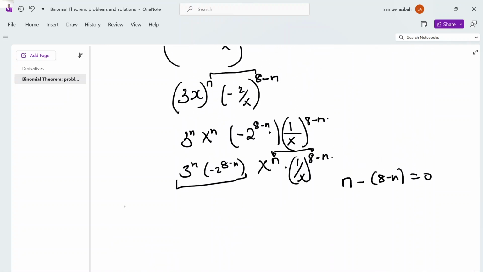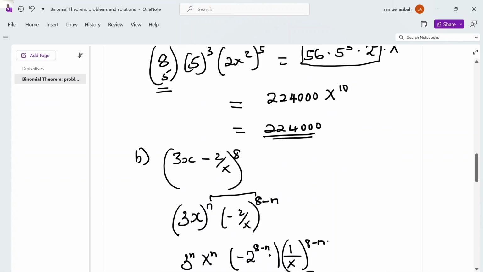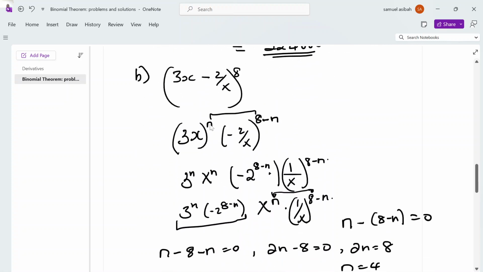So for us to get n, you open the bracket: n minus 8 minus n is equal to 0, which means 2n minus 8 is equal to 0, which gives you 2n is equal to 8, then n is equal to 4. After getting n equal to 4, you go back. What was your n? n here is 4, which means 8 minus 4 is 4. So both of them are 4.